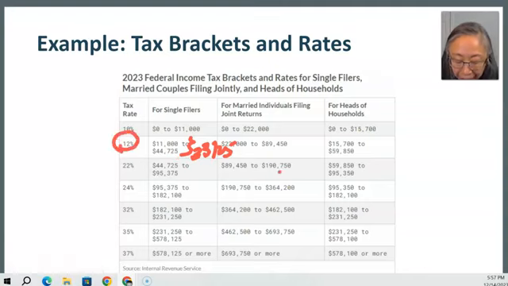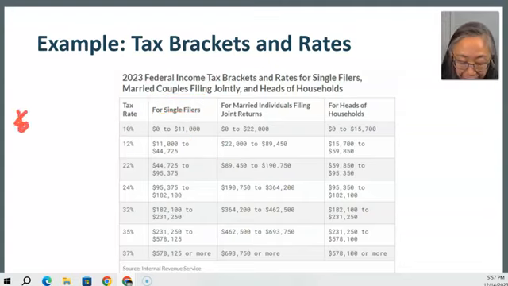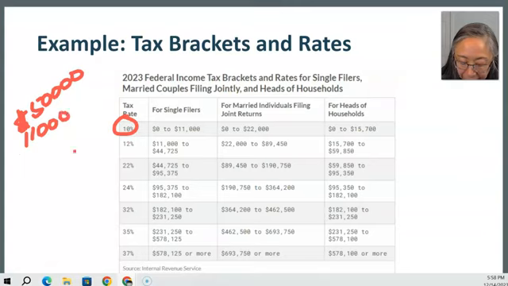So if you make, say, $50,000 as an individual, as a single filer, you actually get taxed at different rates. So let's say you have $50,000 as your taxable income. So again, this is not your AGI, but your taxable income. So the first $11,000 will be taxed at 10%. The next $33,725 will be taxed at 12%.